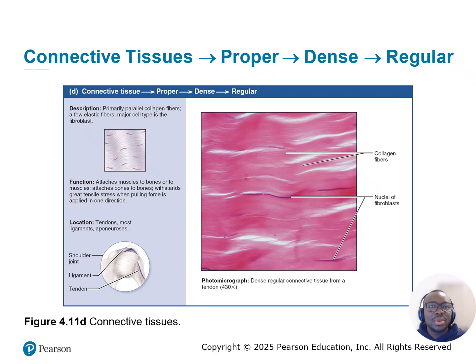Next is dense regular connective tissue. It is primarily composed of closely packed bundles of parallel collagen fibers with a few elastic fibers. The main cell type is fibroblast. Dense regular connective tissue attaches muscles to bones or to muscles. It also attaches bones to bones at joints. It can withstand great tensile strength when pulling forces are applied in one direction. Dense regular connective tissue is found in tendons and ligaments.